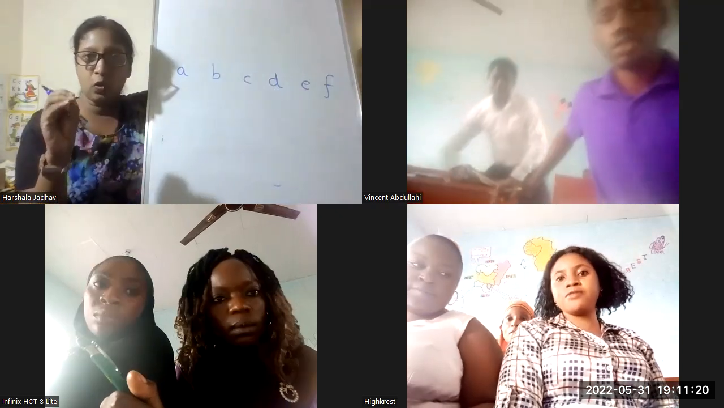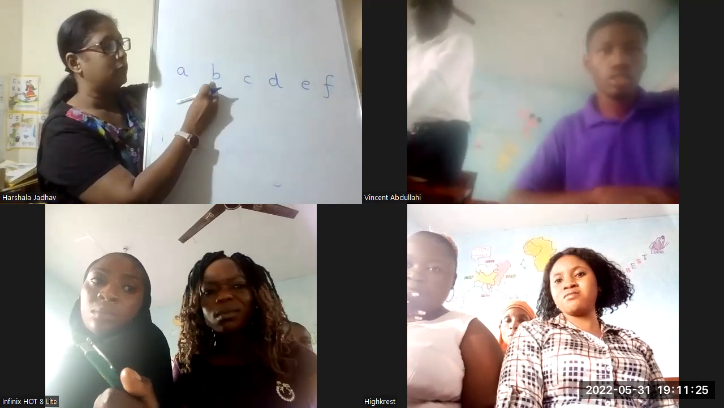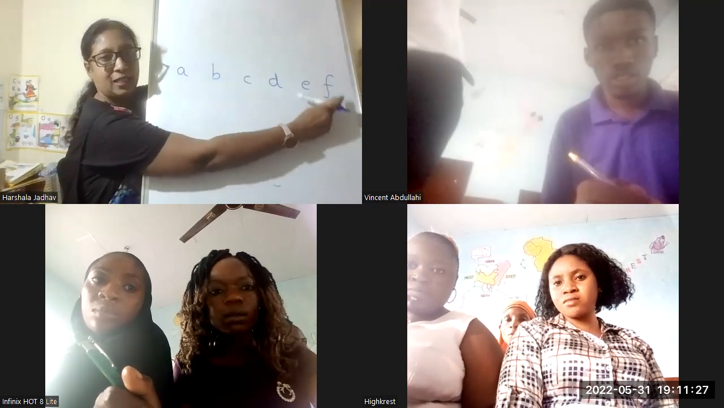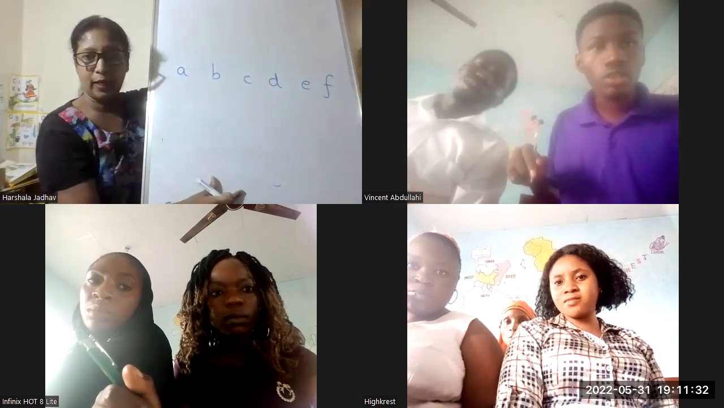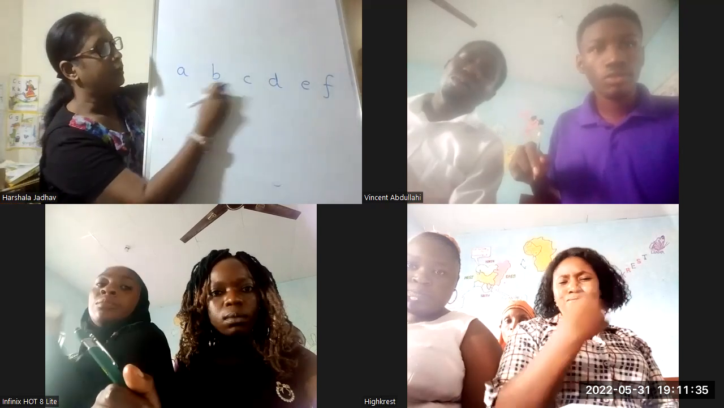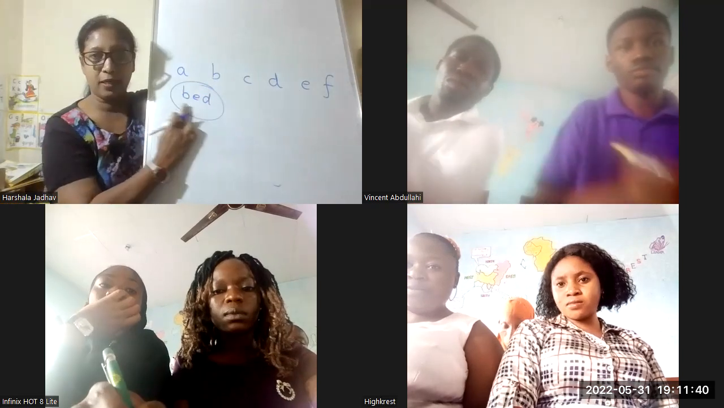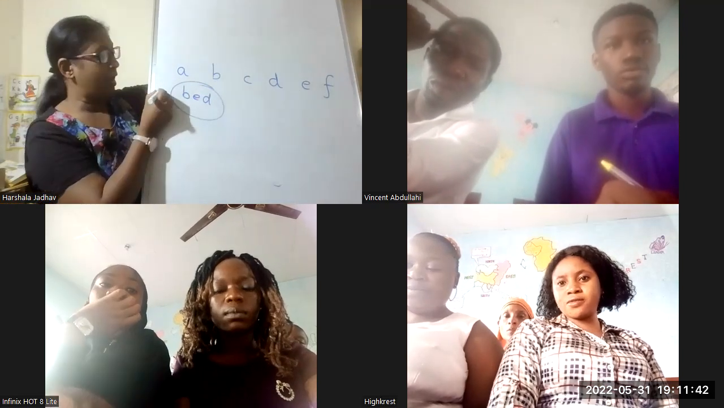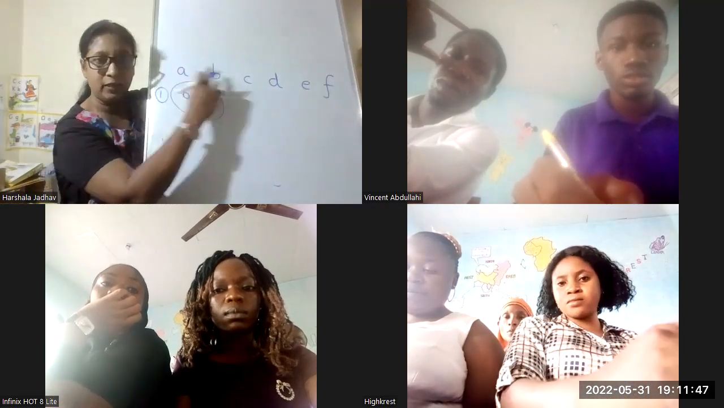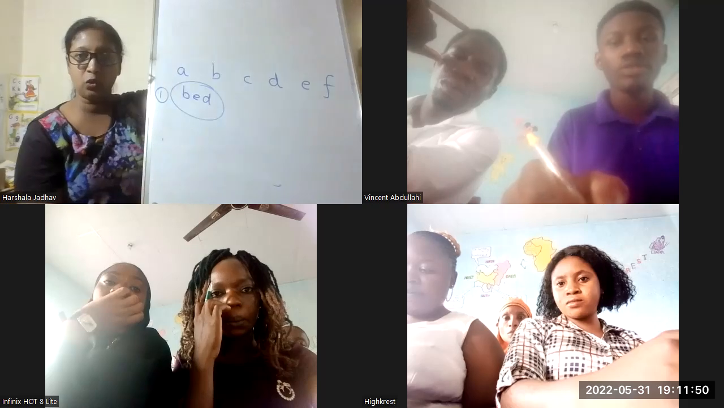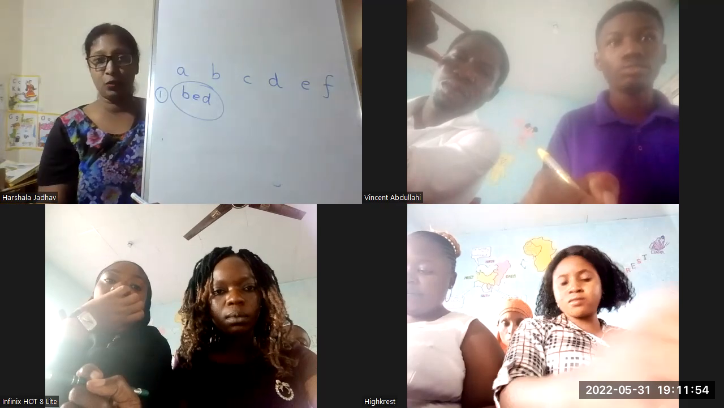Now I'm going to give you a very short task. You have to take a combination of these letters and make some words. For example, I'm taking this B, E, and D. So the word is bed. So I made one word, bed. Now you have to make some words using only these 6 letters and write down those words. Those words should have meaning, okay? They should not be meaningless words.